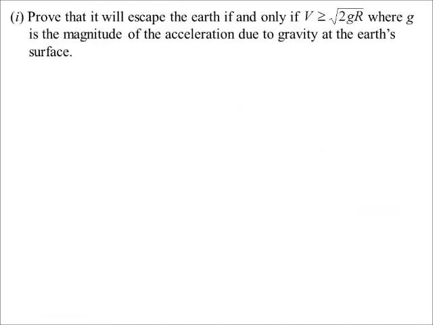We're going to prove that it will escape the Earth's atmosphere if and only if that velocity is greater than or equal to the square root of 2gr, where g is the magnitude of acceleration due to gravity at the Earth's surface. The blue circle there is representing the Earth, in case you haven't worked it out. The red line, I'm going to define that. It's basically straight line motion, so that's the straight line that I'm moving along.